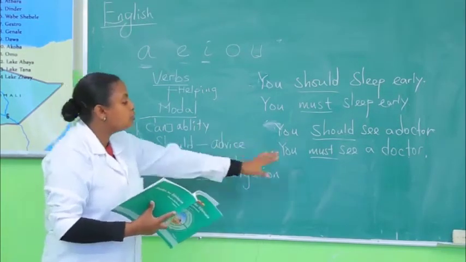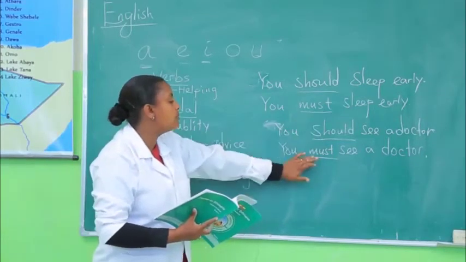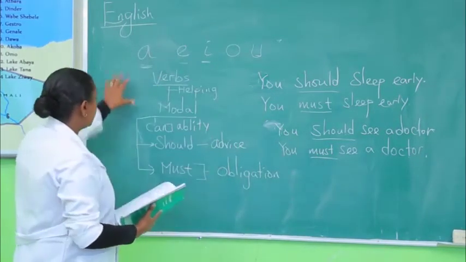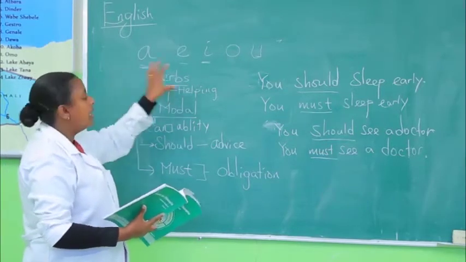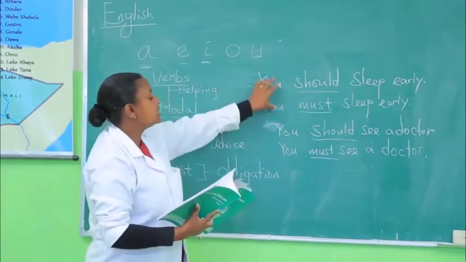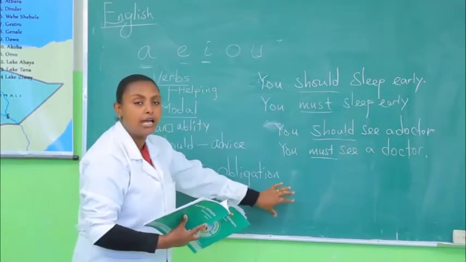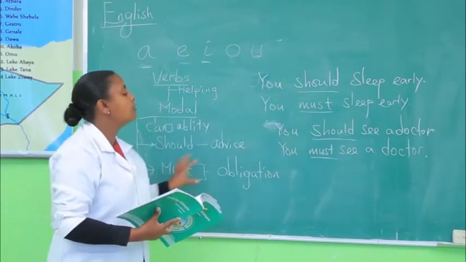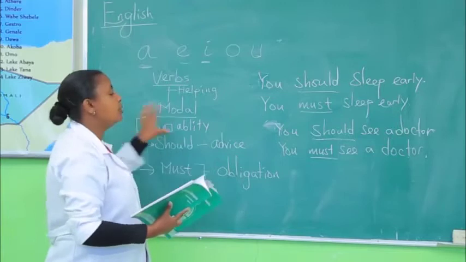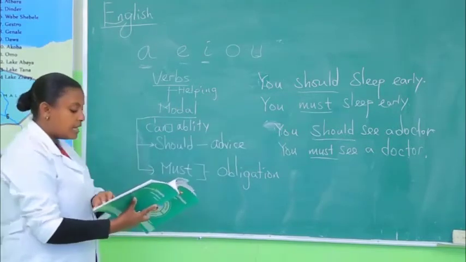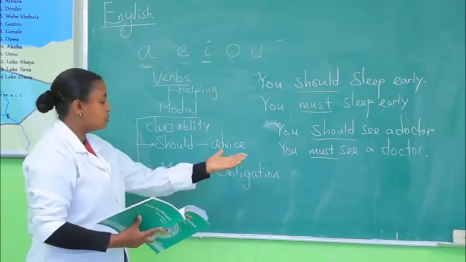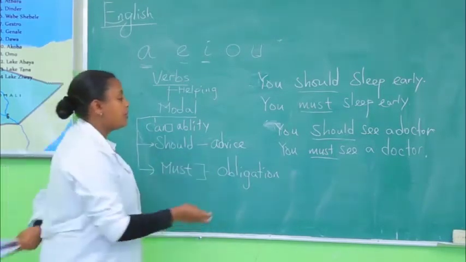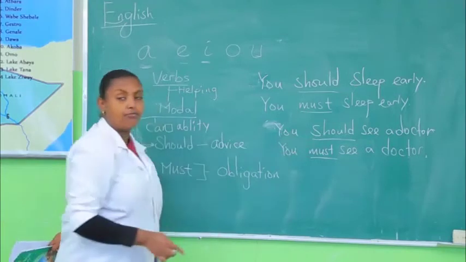Try to use these structures, should and must. In this side, write something you should do, and here write things that must be done by you. So try to see the difference between your sentences, and you can easily understand when to use should and when to use must. The other thing that you should remember here, they have negative forms.